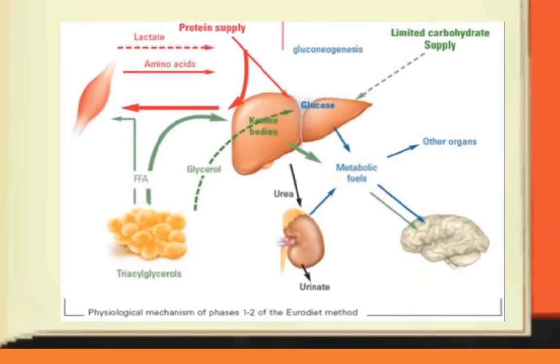So this just shows you that free fatty acids from triglycerides get converted to ketone bodies in the liver in the centre, and then they can be used as metabolic fuels for things such as the brain.